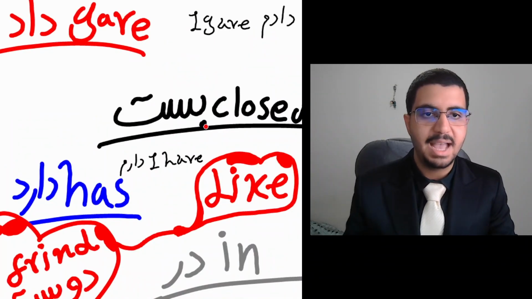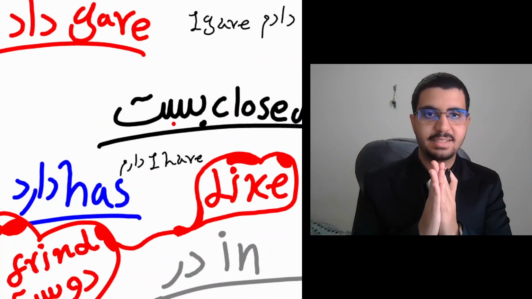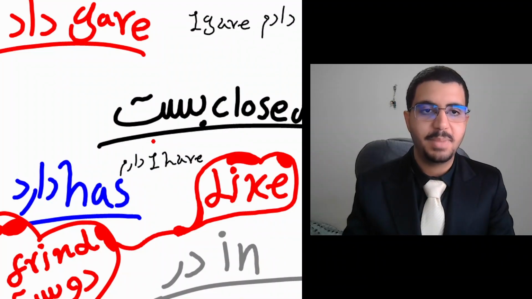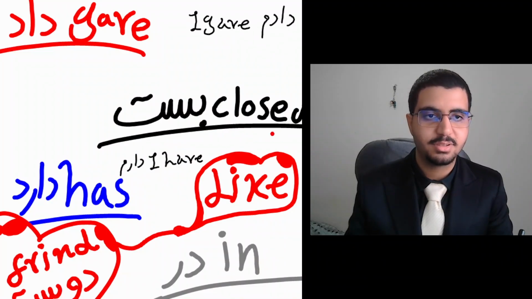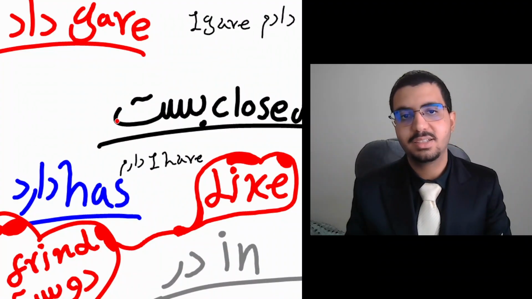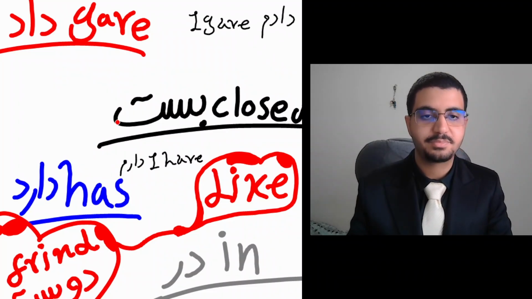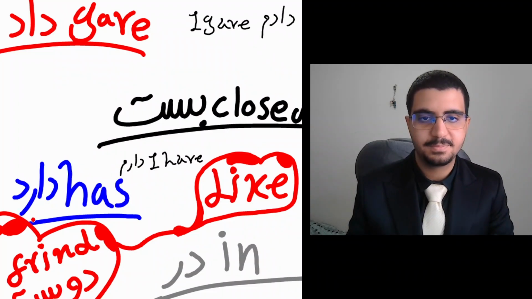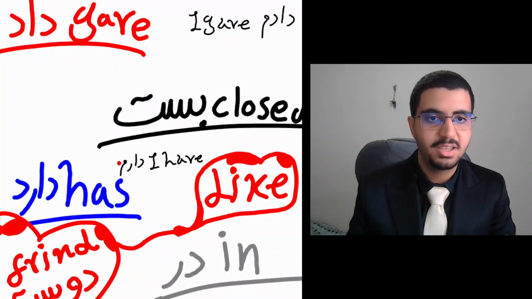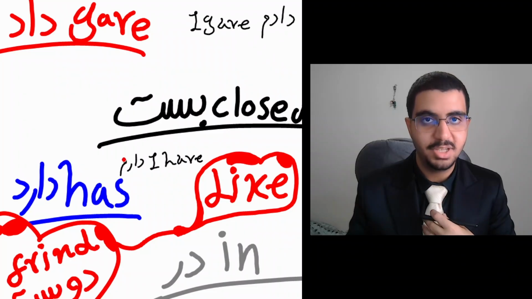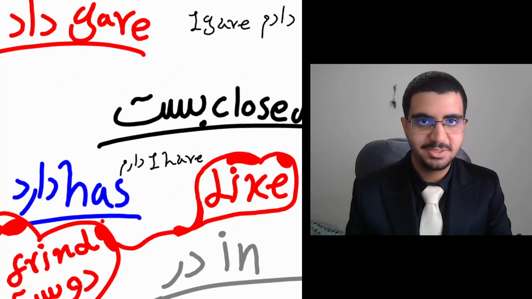So we have bast. Bast means closed. And if you add am at the end of bast, you would say bastam, which would mean I closed. دارد means has. Now if you say دارم, delete the د and add am, you would say دارم, and it means I have. See the pattern here? Remember that.